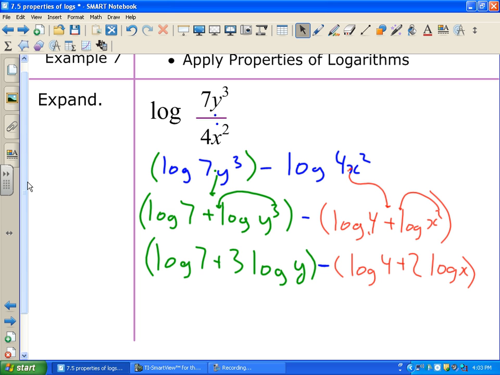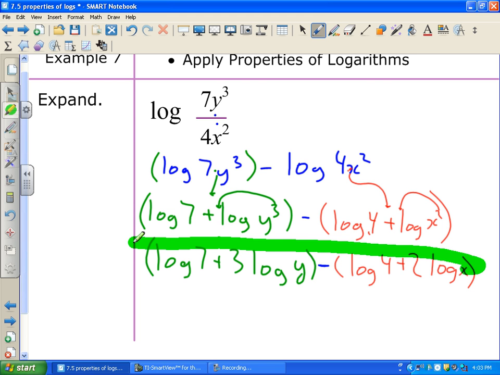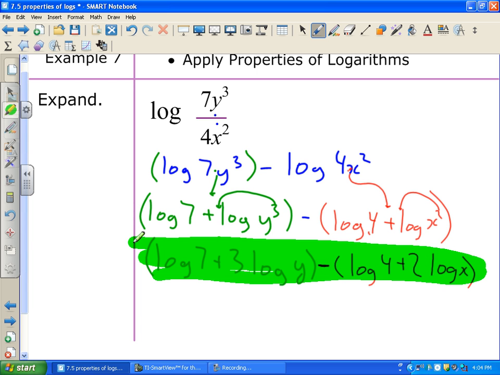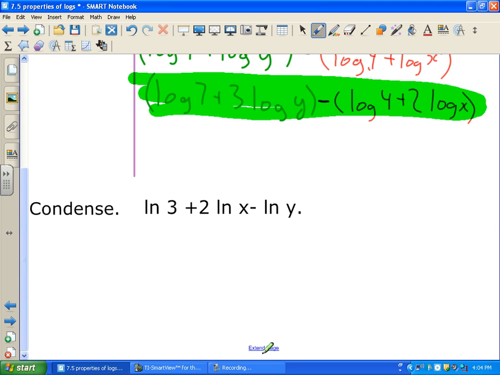Realize that I can take this bottom and go all the way back up and condense it to my original equation. This expression will condense back to this expression. But it asks you to expand it.